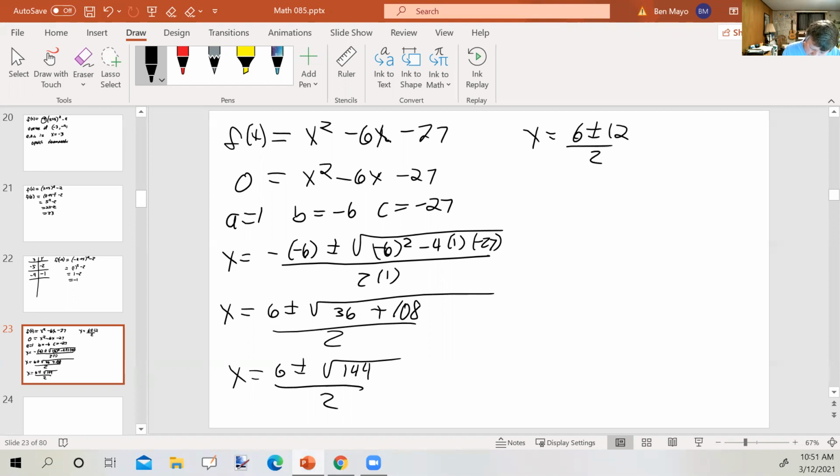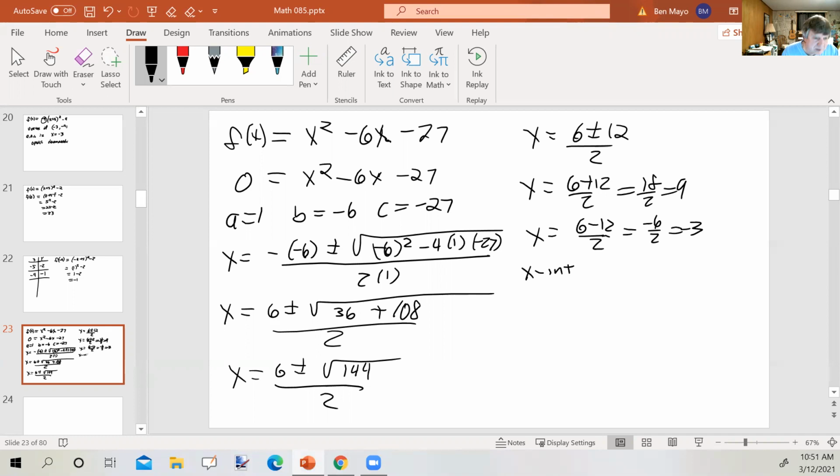That's over 2. So x is 6 plus 12 over 2, which is 18 over 2, which is 9. X is 6 minus 12 over 2, which is -6 over 2, which is -3. So let's see, we've got x-intercepts at 9 and -3.